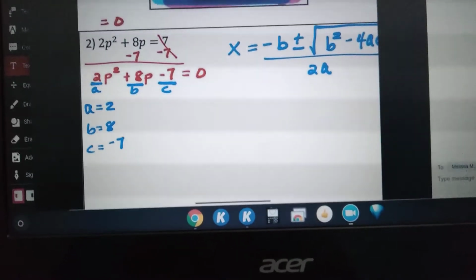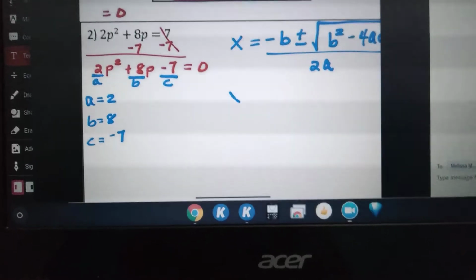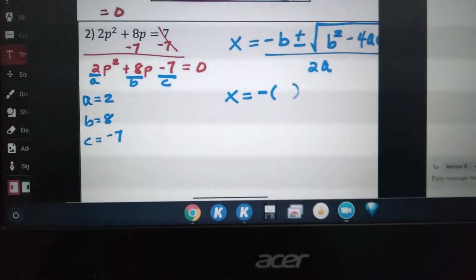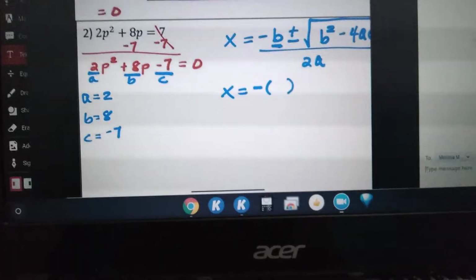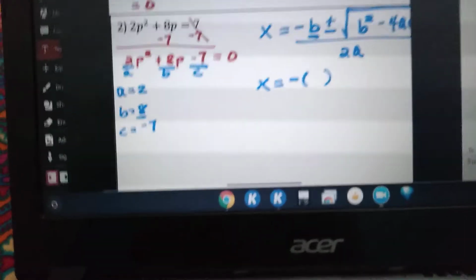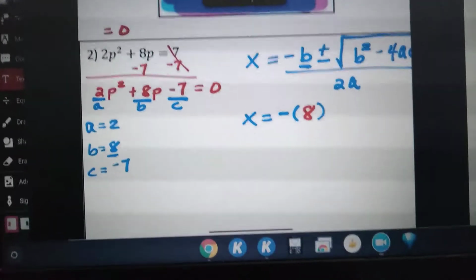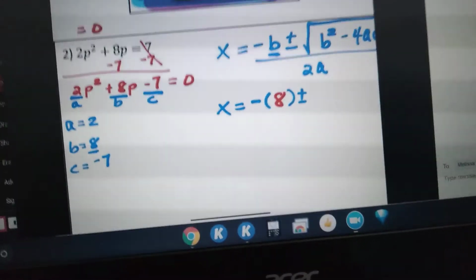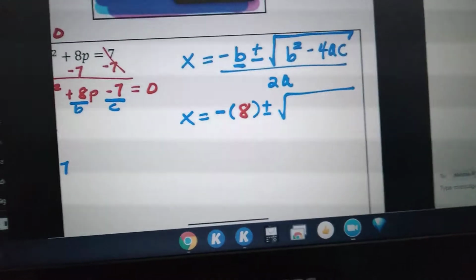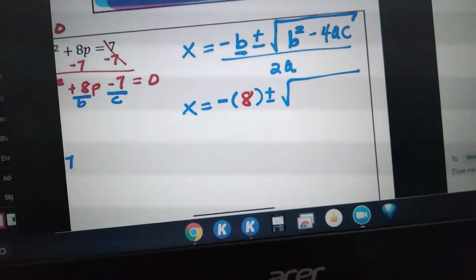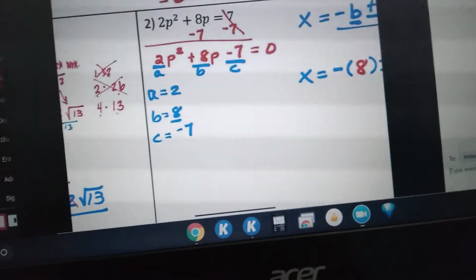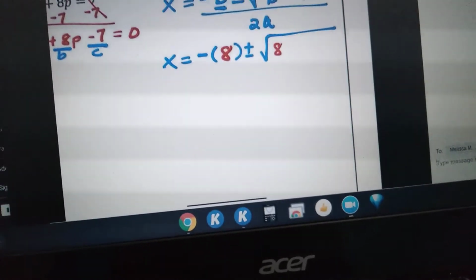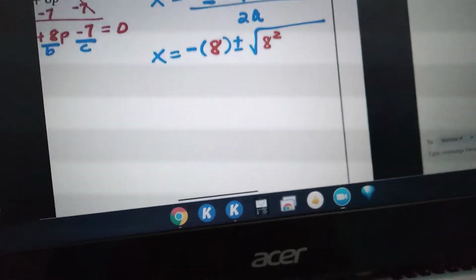Good. What was your b? Let's see here. We're looking for x equals negative parentheses. What's your b? Your b is 8. So I plop an 8 here. And then the formula continues. Plus or minus the square root of b squared. What was your b? 8. So I'm going to square 8. Everyone understand?